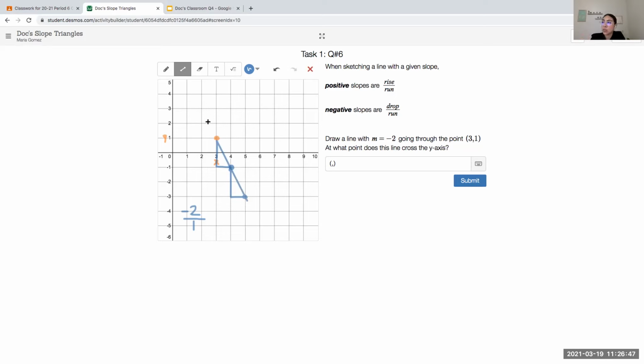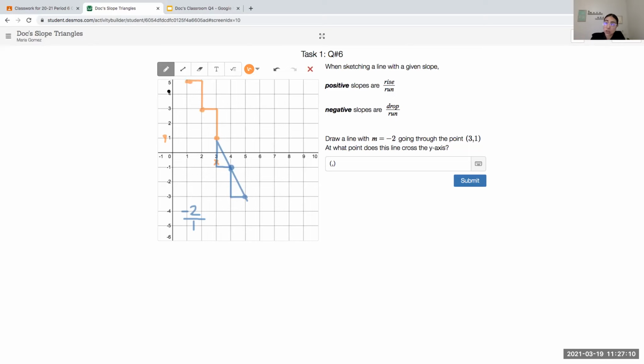But for now, I just want you to go the other direction. Look at your triangles that are below here. If we go in the opposite direction, meaning go back to that point and go up 2 and 1 to the left, we get a new point.